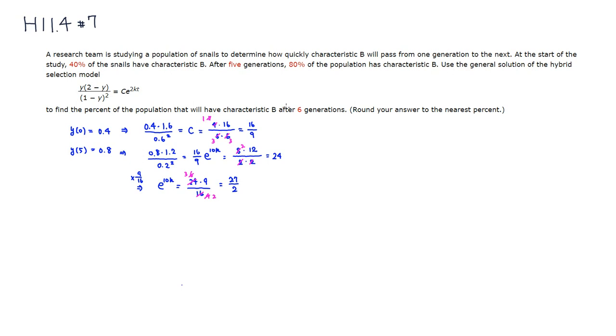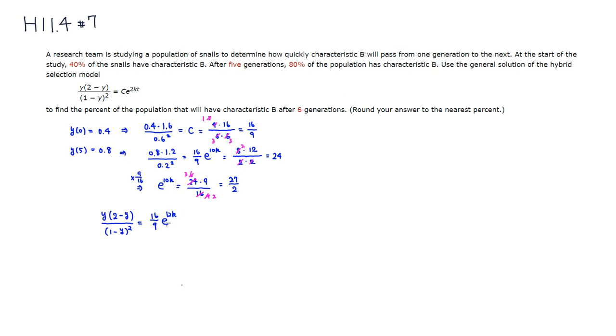And what we're looking for, we have to be a little bit careful. So we're looking for when t equals 6. So this is the equation we need to solve. So you have y times 2 minus y over 1 minus y squared is equal to c, which is 16 over 9. We already have that. And then we plug in t equals 6. So you have e to the 2k, so it's going to be 12k, right?